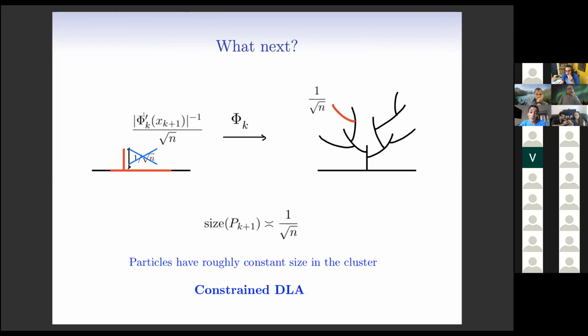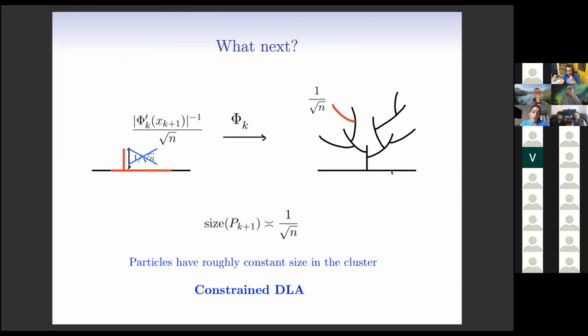And so mathematically, this is a big change in the definition of the model, because now the size of the k+1 particle here in the left picture depends on everything that happened so far in the model. It depends on the map phi k, which encodes the growth of the first k particles. And in fact, it depends on it via phi prime. But because you are touching, according to harmonic measure on the cluster boundary, particles of roughly the same size, this is a good candidate for a continuous version of constrained diffusion limited aggregation on the upper half plane.